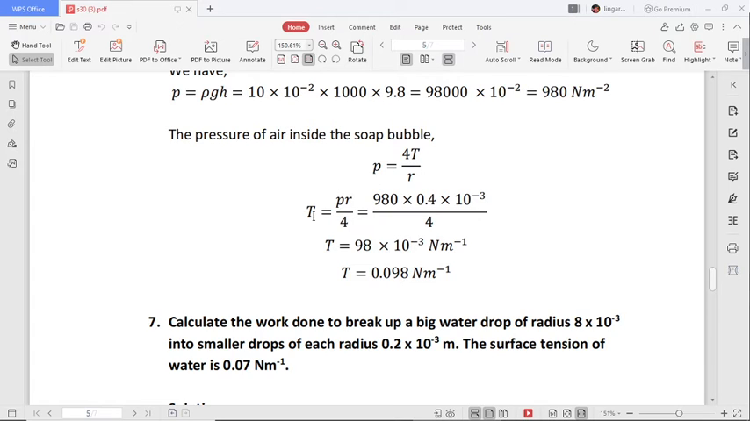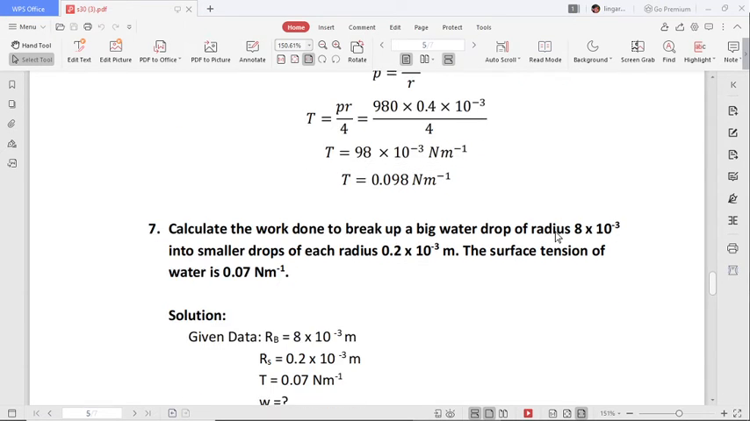So let's simplify T. T is equal to PR by 4, that is equal to 980. What we earlier calculated into the R value, given radius, that is 0.4 into 10 to the power minus 3 by 4. So calculating the T value: 98 into 10 to the power minus 3, that is equal to 0.098 Newton per meter. After knowing this, next we come to the next problem.